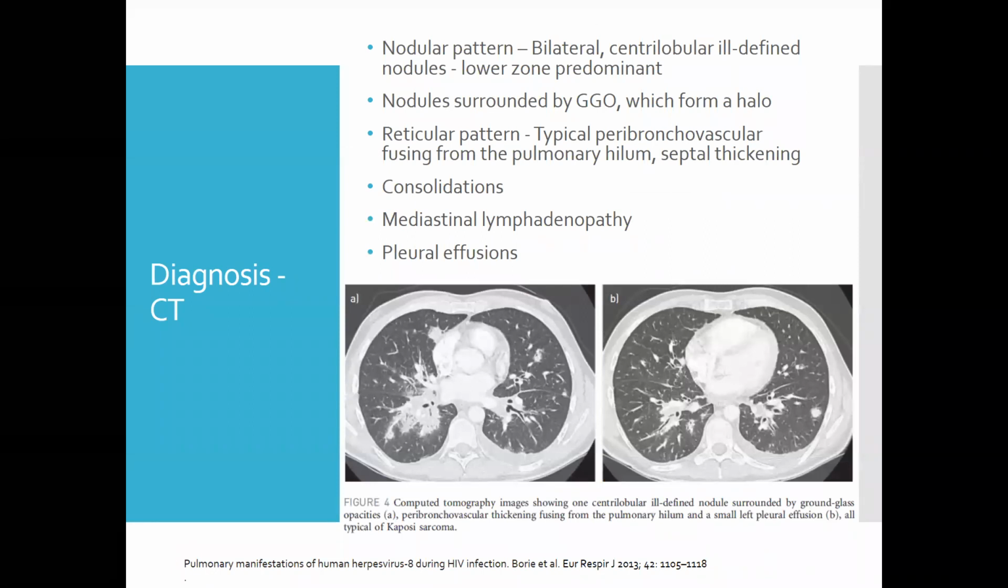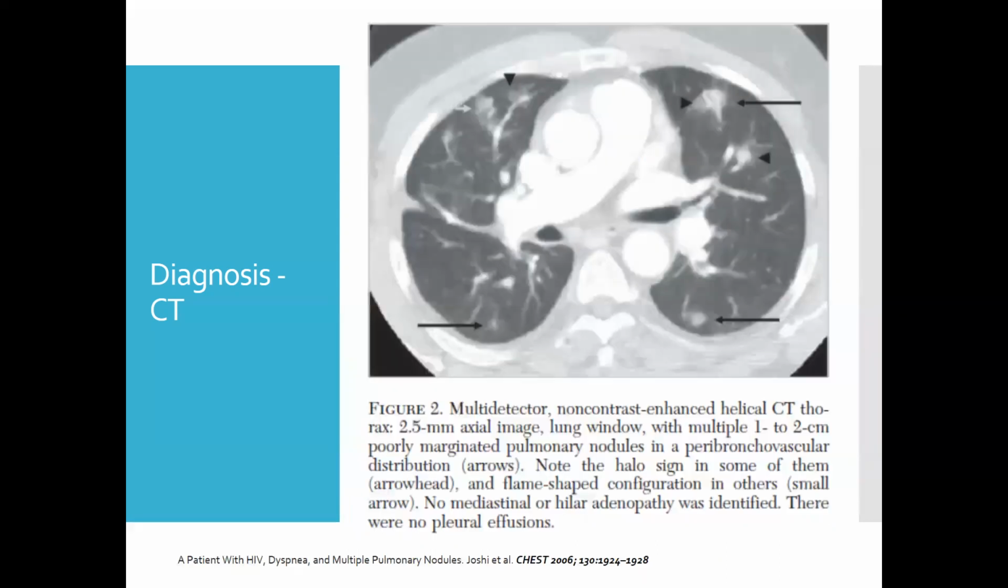In terms of CAT scans, again, very similar presentation, but we are able to look at it better, obviously. The nodular pattern, because remember, this is an angioproliferative response, you see centrilobular nodules, because it involves the blood vessels, essentially. And in addition, you can have a reticular pattern, you can have pleural effusions. This is the typical CAT scan appearance, and here we see multiple nodules.